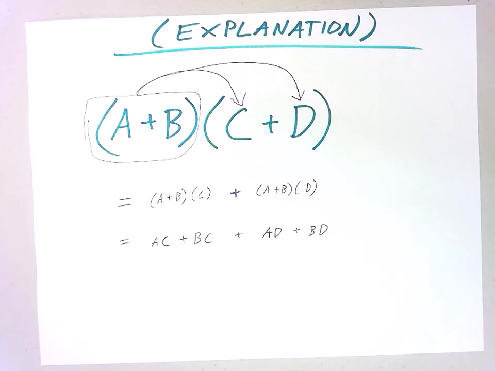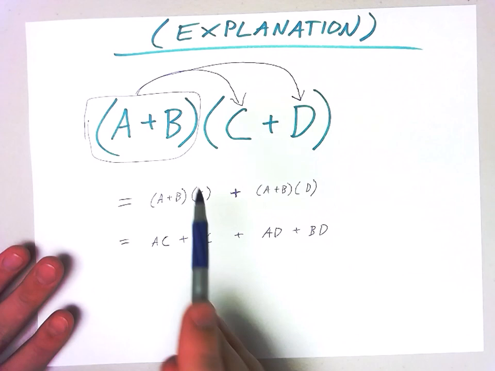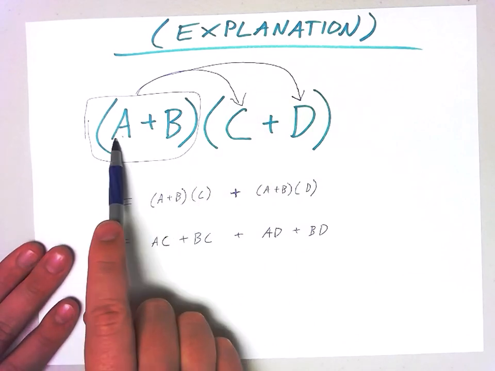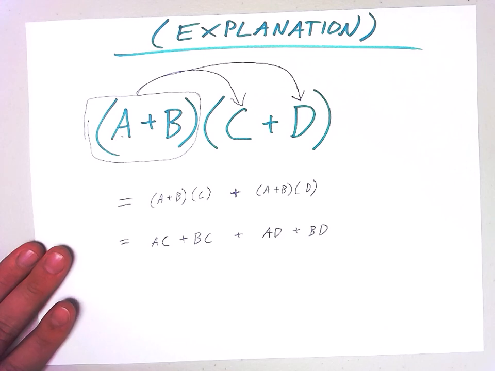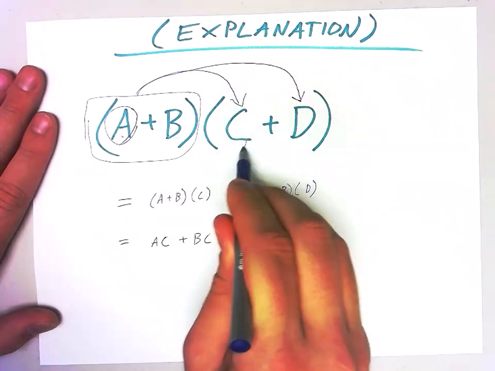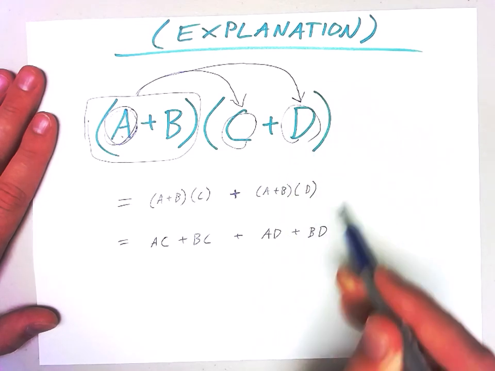Okay, and if you look at that carefully for a second and you think about it, you get each term in the first polynomial times each term in the second polynomial. So you get A times C and A times D.